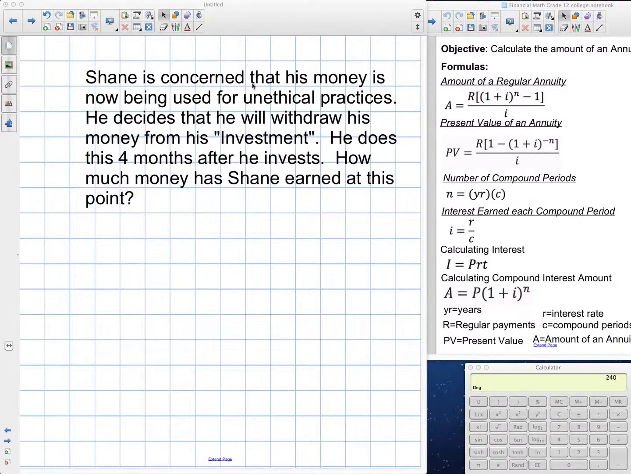Shane is concerned that his money is now being used for unethical practices. Oh, that should make it nice. He decides that he'll withdraw his money from his investment. He does this 4 months after he invests.